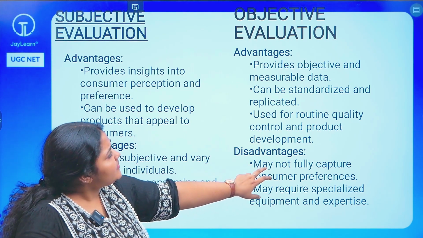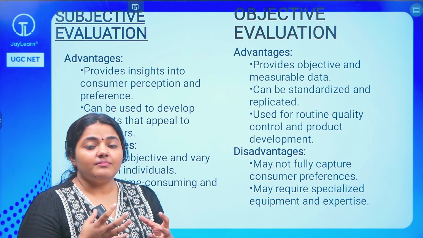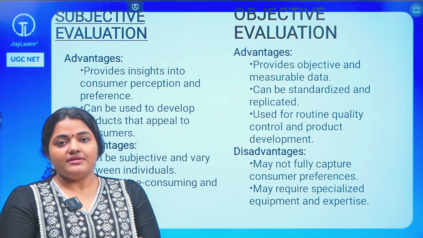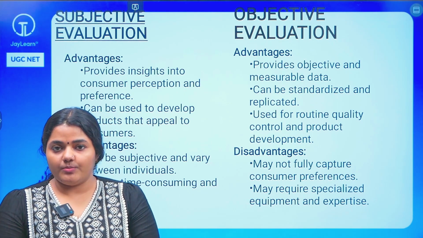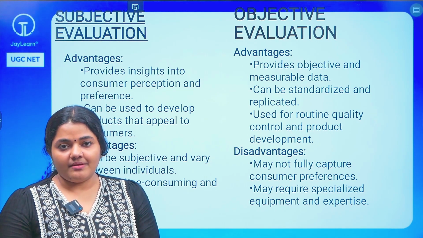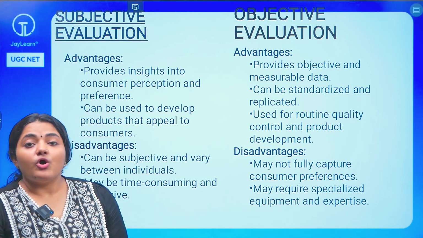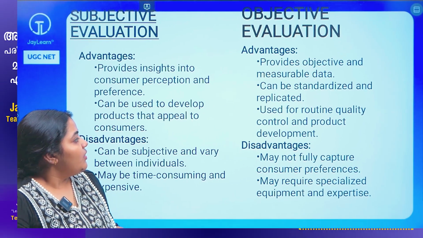In objective evaluation, it is giving us measurable data, like the energy value is 500 kilocalorie per 100 gram, like carbohydrate is so and so, the protein is 10 grams. So such kind of measurable data we will be getting from objective evaluation.